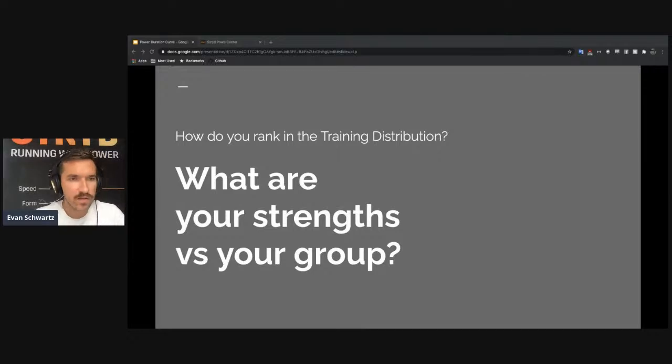Next point here is, what are your strengths versus your group? Again, we talked about how my strength right now is my critical power. My strength right now might be my muscle power, where I'm a little bit above average. I'm towards the right-hand side, so a little bit higher than my peers for overall fitness, but I need to work on my fatigue resistance as well as my overall endurance. That's how I can understand how I stack up against my peers. So those are some of the considerations that we have.